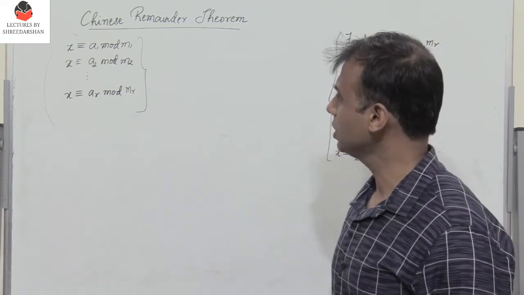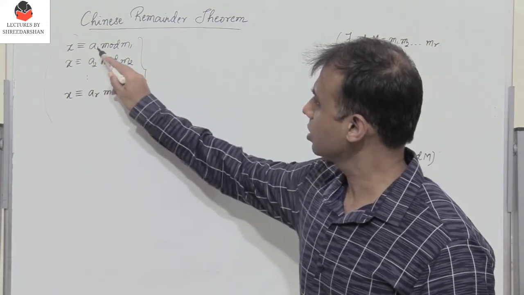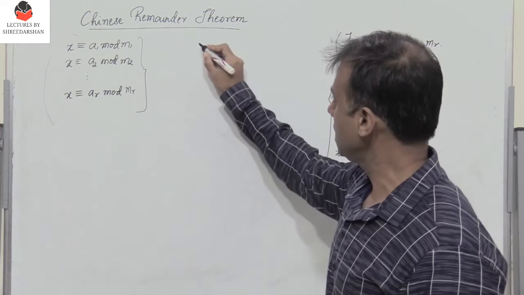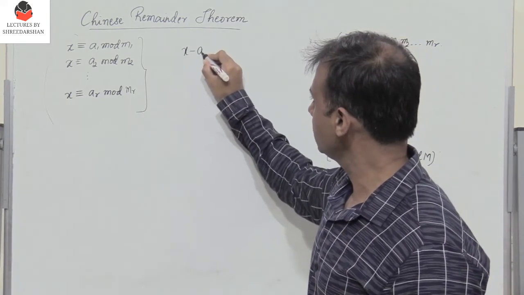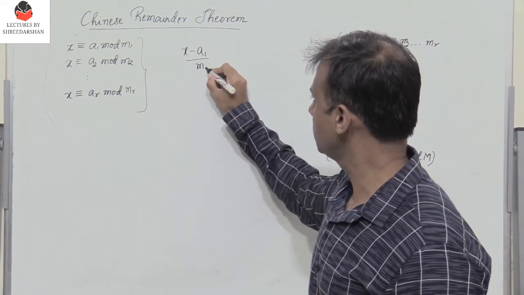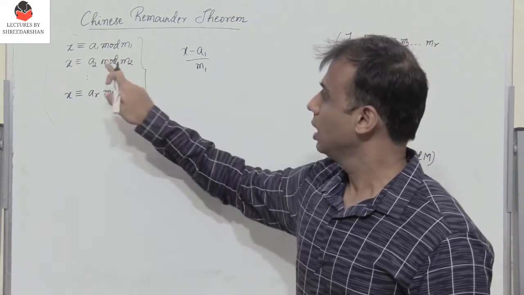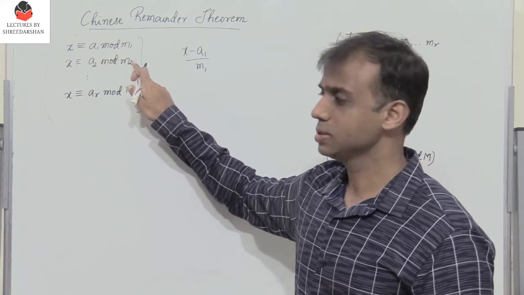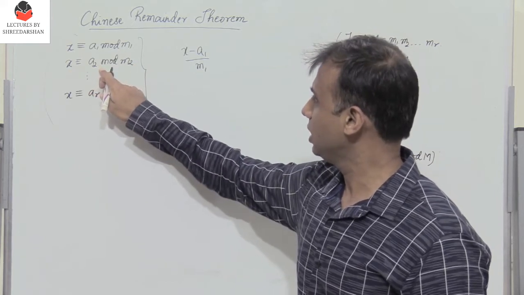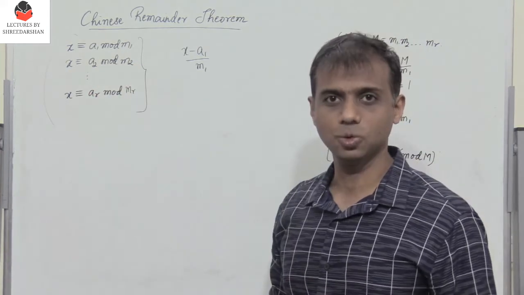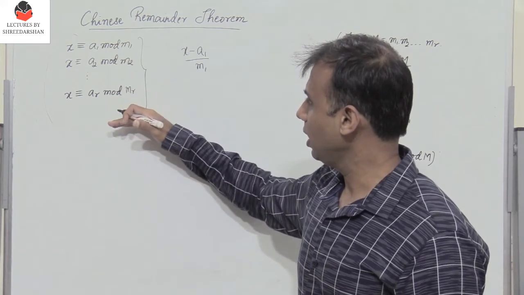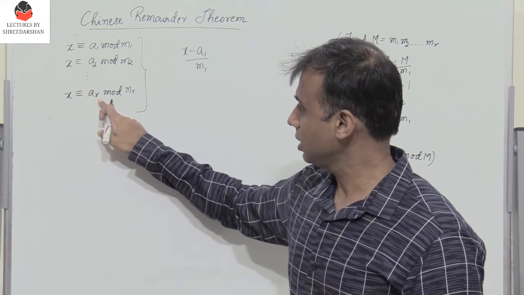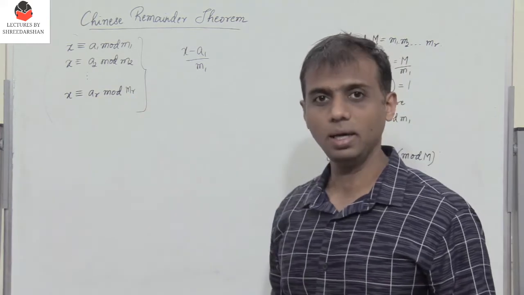Now if I have a congruence relation, for example, x congruent to a1 mod m1, what does this mean? It means that x minus a1 is divisible by m1. The second equation, x congruent to a2 mod m2, means that x minus a2 should be divisible by m2. Like this I have r congruence relations, so x minus ar should be divisible by mr.